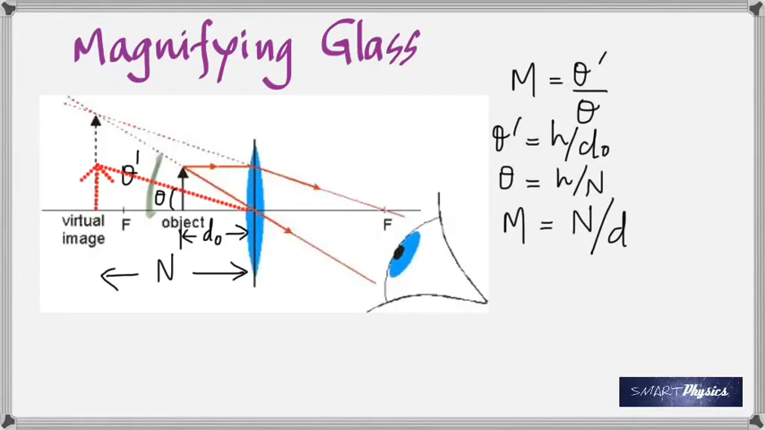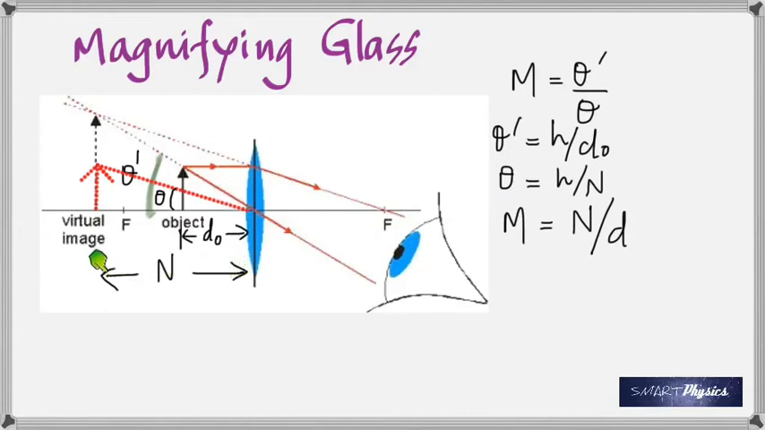You heard me? Therefore, when you say tan theta, you can just say theta. That's how you get h by d naught. Watch, in the small triangle, isn't the height h? Isn't this distance d naught? So surely this angle will be h by d naught, and the other one will be h by n.